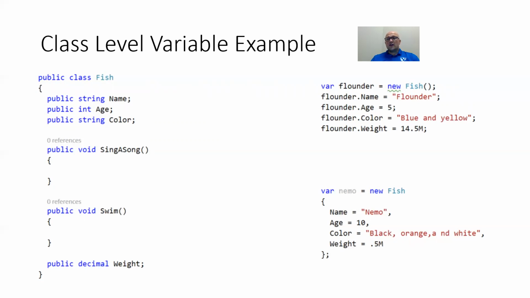So these are ways we can model, or we can have data inside of our classes and objects. You can see on the left the definition of the class, and on the right you've got the several objects being created, okay? So we've got one named Flounder and one named Nemo. There are a couple different ways to create objects, and I will go over that more when we do practice. But just know at this point that class level variables or fields hold data.